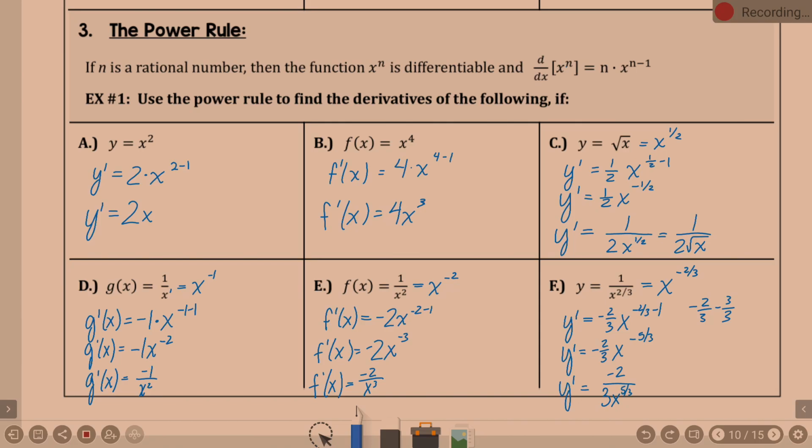Okay, so x to the negative 5/3 goes down. That becomes x to the 5/3 in the denominator. The 3's already in the denominator, the 2's in the numerator. The negative sign can either be with the 2 or out in front of the fraction.